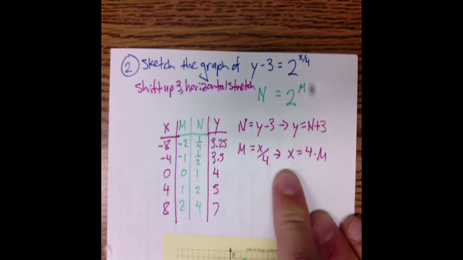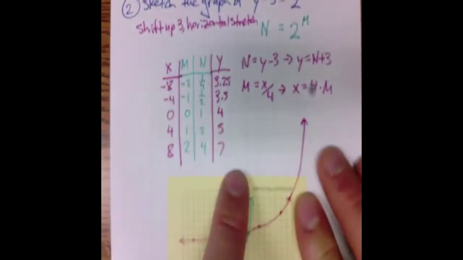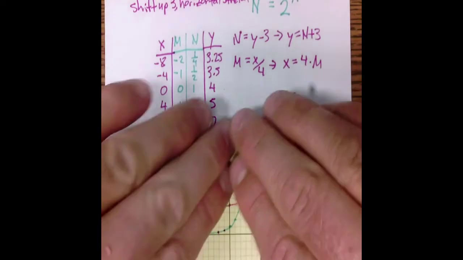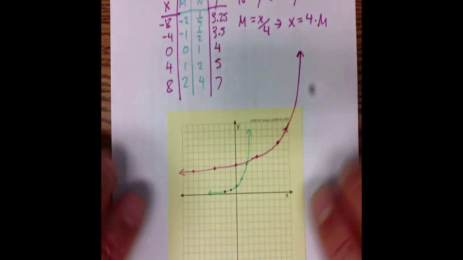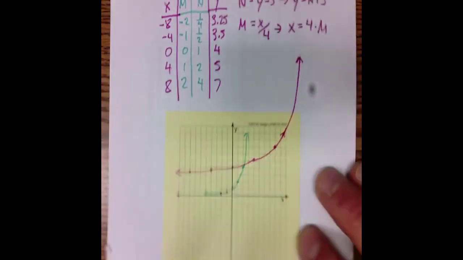This horizontal stretch, right? And I made a mistake. I called it a compression, but what we did instead was we actually stretched it horizontally. So if you think of this blue one, think of us pulling it apart horizontally and stretching it out, and then we shift the whole graph up 3.